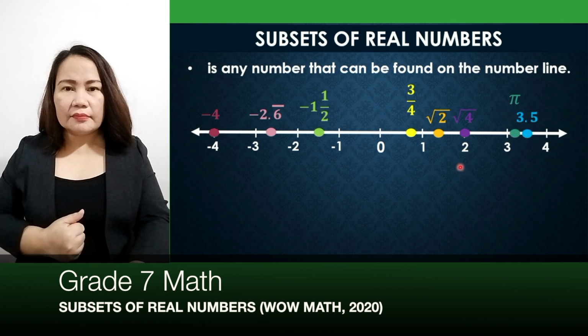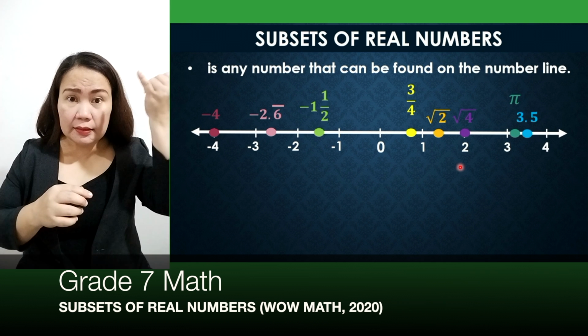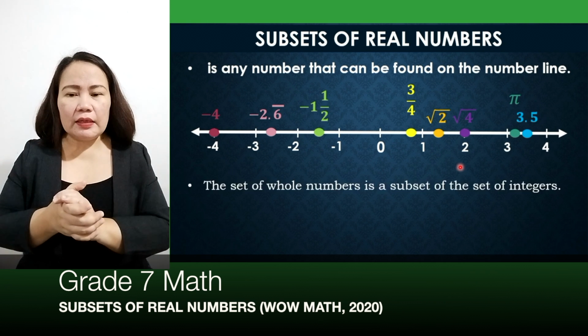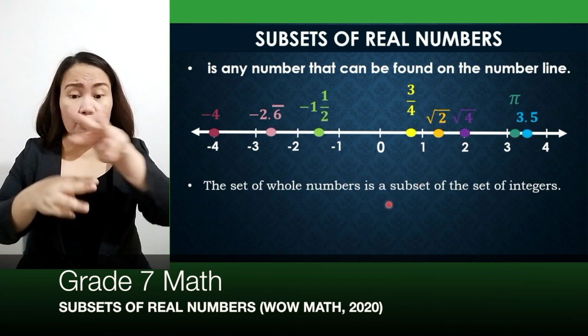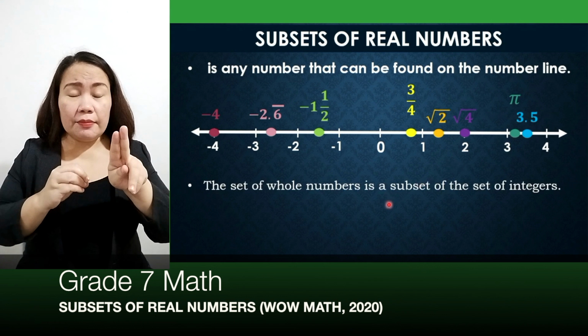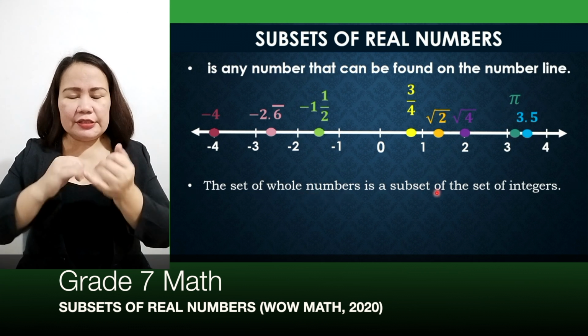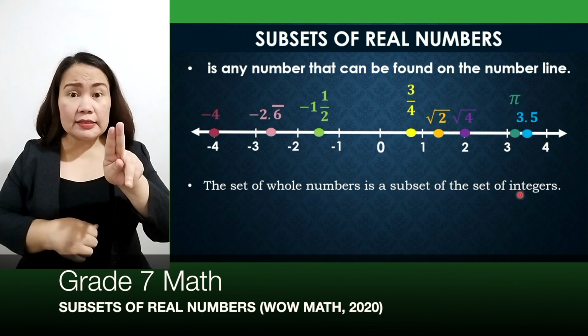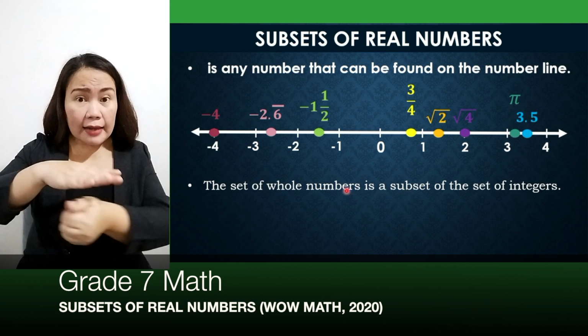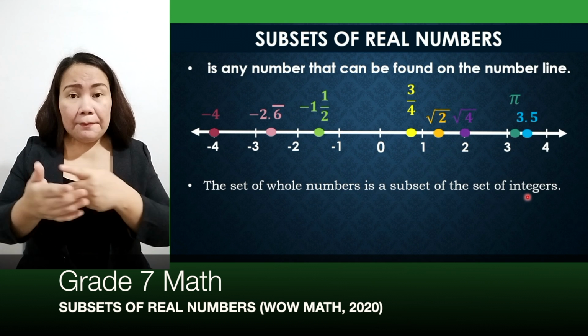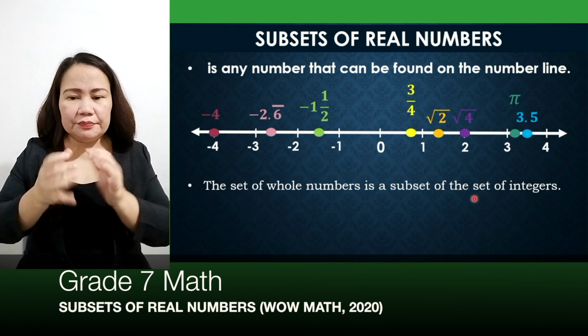Okay. So, what are the facts or concepts about real numbers? So, let's take it one by one. So, the set of whole numbers is a subset of the set of integers. So, this is true. Why? Because yung whole numbers can be found in the set of integers. Pag sinabing subset, makikita mo siya doon. So, si whole numbers, nakikita natin siya sa set of integers. Tama? So, this is true.